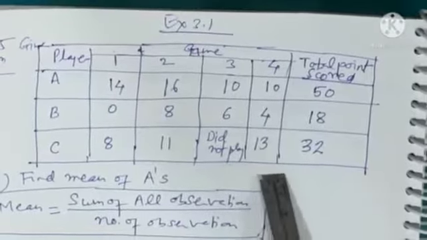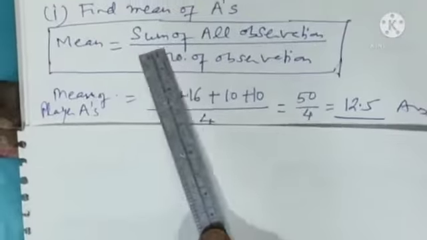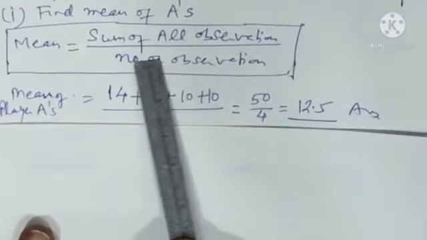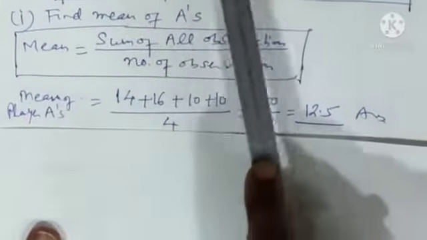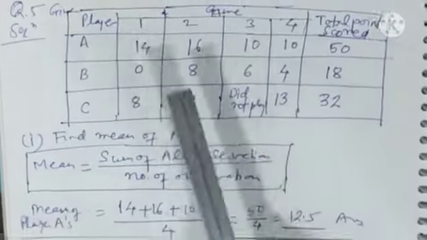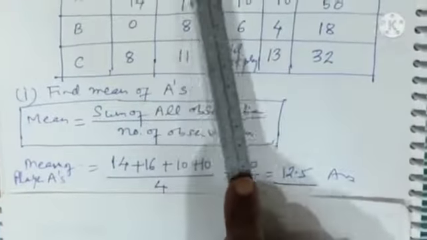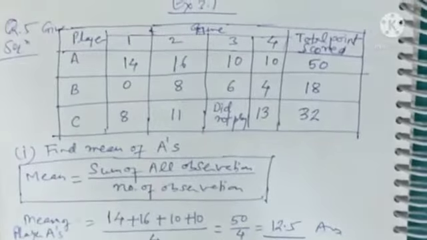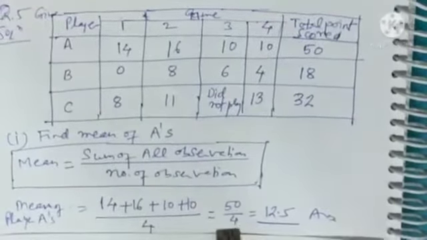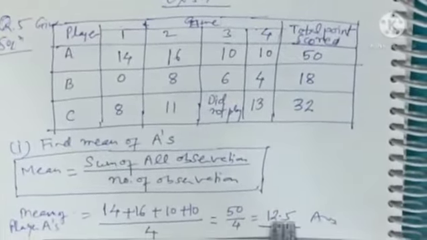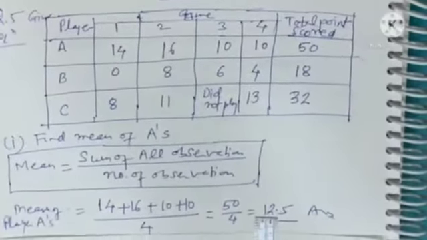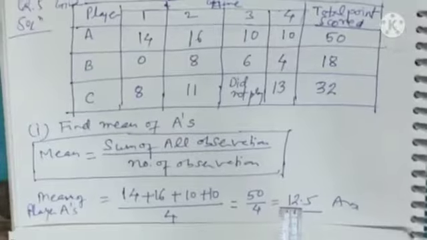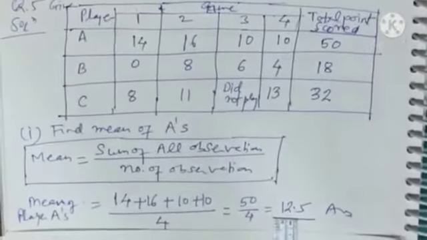For that purpose, we use the sum of all the observations, that is 14 plus 16 plus 10 plus 10, and the number of observations: how many games are there? 1, 2, 3, 4. So we write down 4. 50 upon 4 is equal to 12.5. I think it is clear to all of you. If any problem, you can comment.